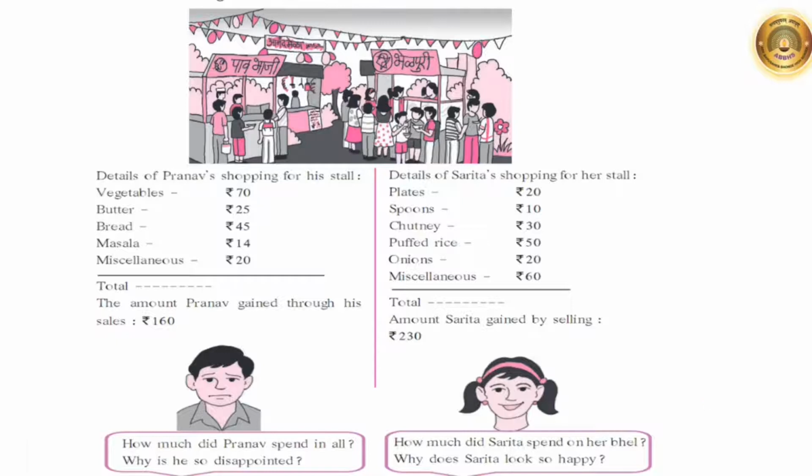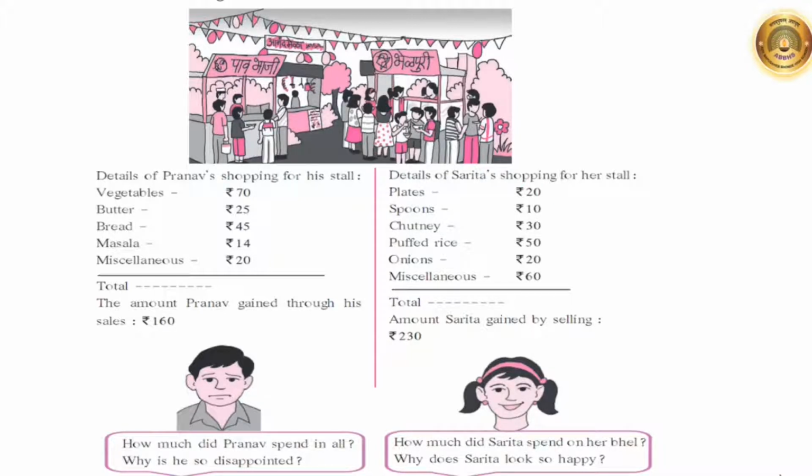Today we are at the fun fair. Here we are having a pav bhaji stall by Pranav and a bhel puri stall by Sarita. Before starting the stall, Pranav and Sarita had to do a lot of shopping. Pranav bought vegetables, butter, bread, masala and other things, and Sarita bought plates, spoons, chutney, puffed rice, onions, and other things required for making the stall.